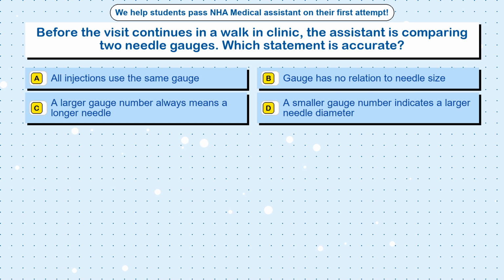Question 3. Which action protects privacy when preparing a patient scheduled for a physical examination? Option A. Ask another patient to assist. Option B. Discuss the visit loudly in the hallway. Option C. Leave the door open for convenience. Option D. Provide a drape and close the door.